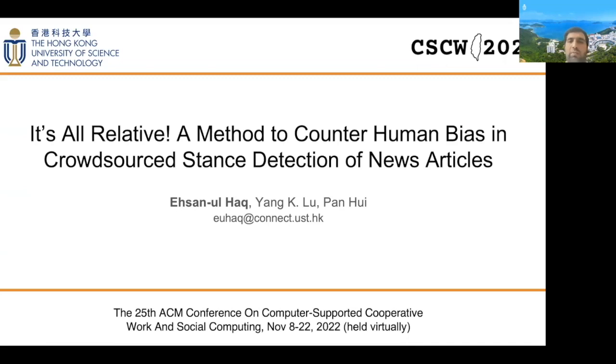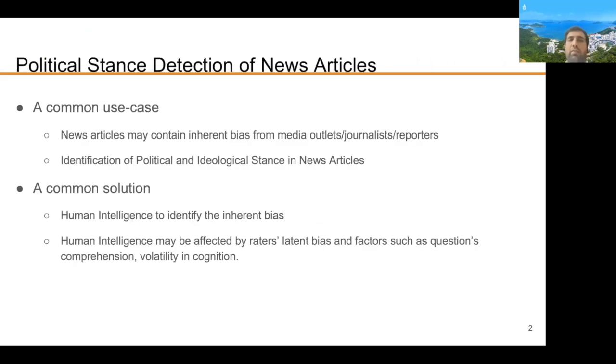Today, I'm going to talk about a method to counter human bias in crowdsourced stance detection of news articles. Political stance detection of news articles is a very common research problem across different domains, including computer science. News articles can carry a certain bias that can originate from media outlets, journalists, or reporters writing the articles.